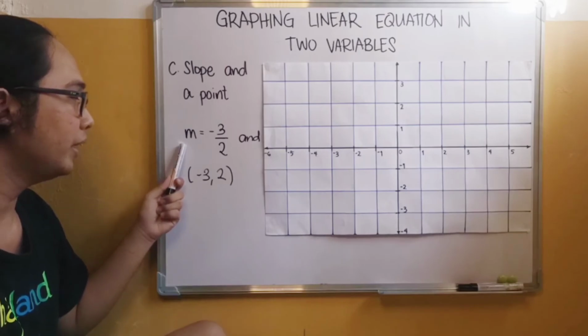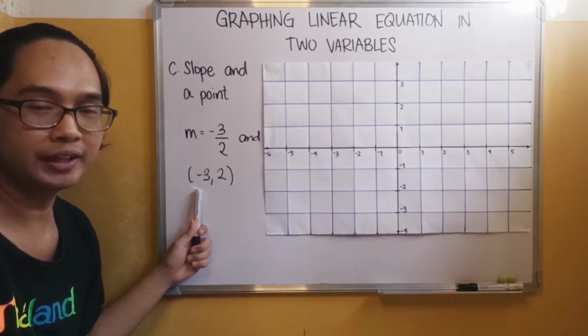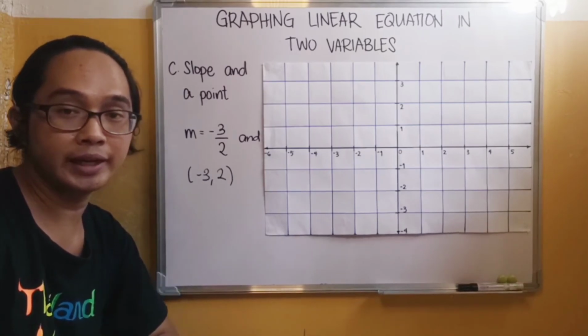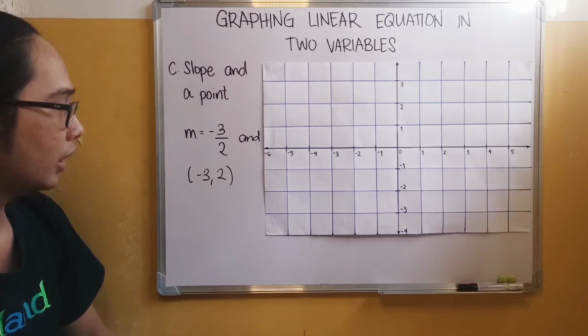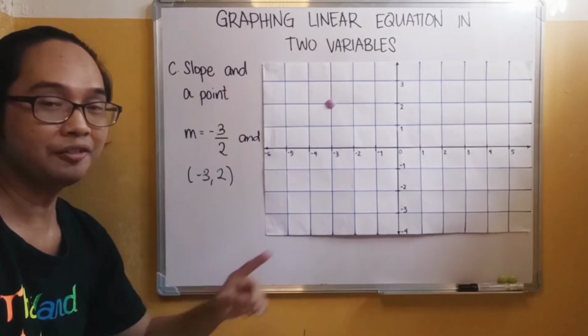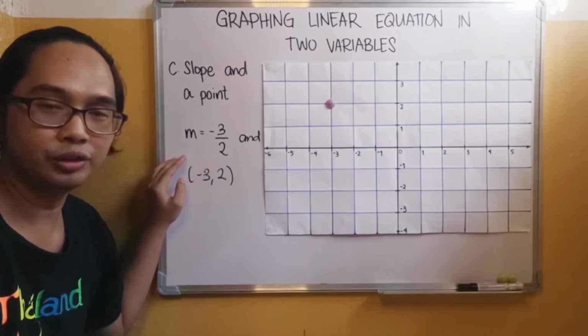Let's have the slope equals negative 3 over 2, and the point (negative 3, 2). And then for our first step, we need to plot our point (negative 3, 2). So it is located in this part. After plotting a point, the next thing that we need to do is use our slope.